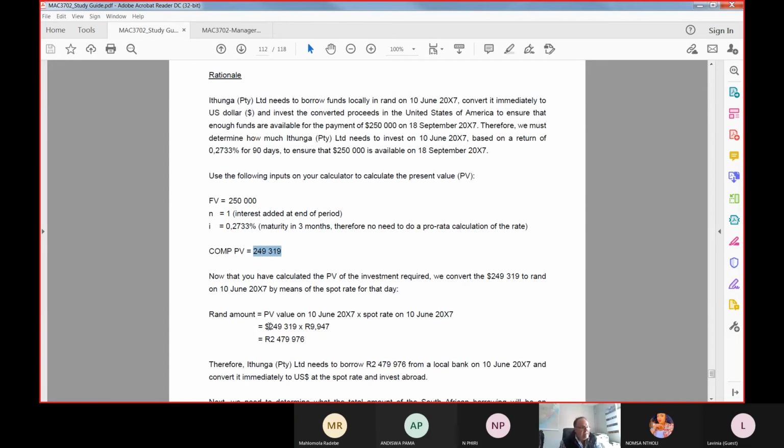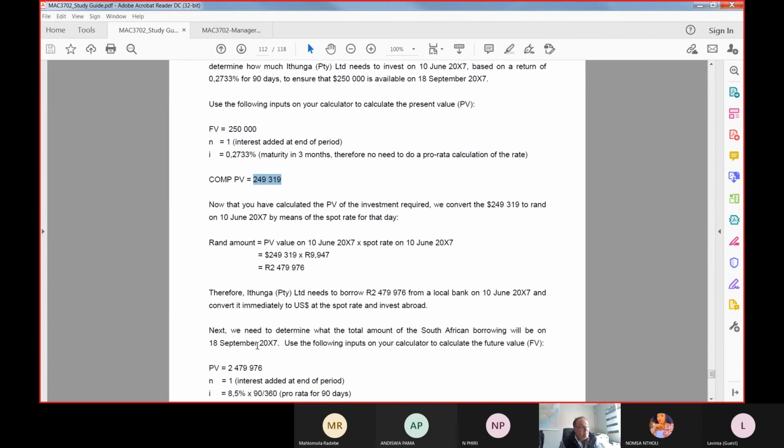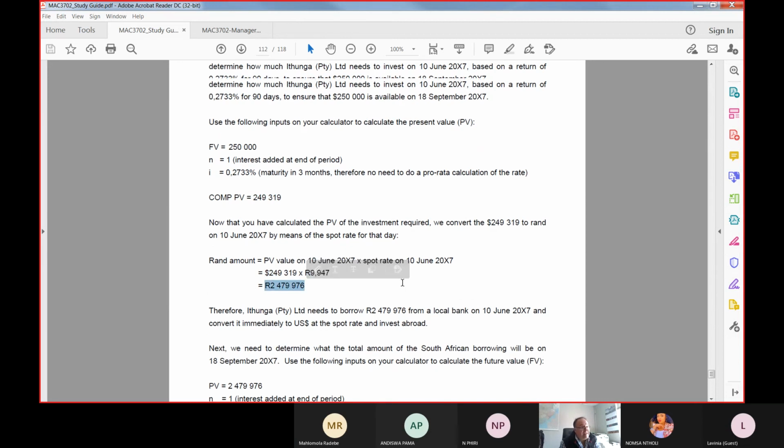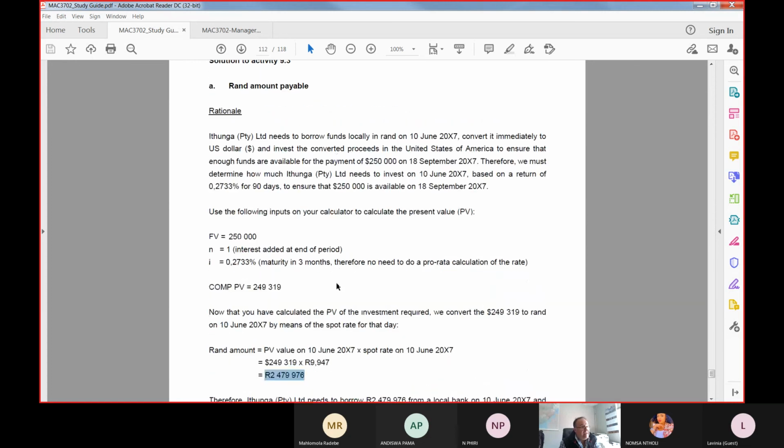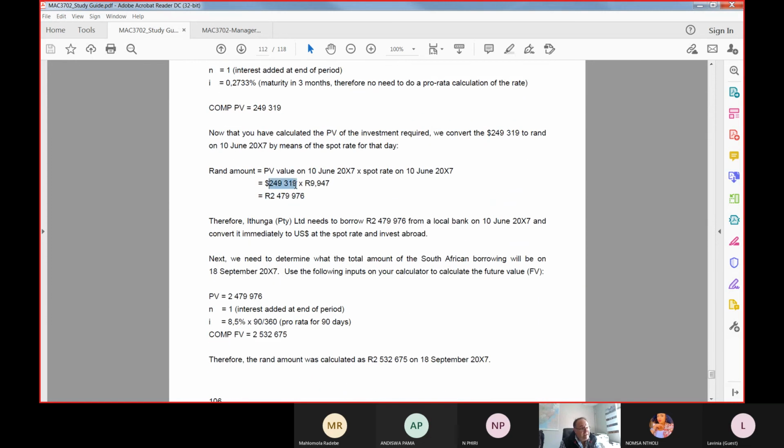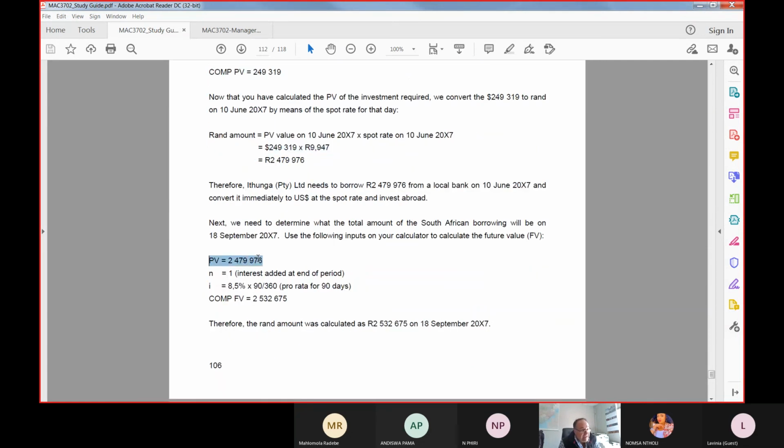Okay, that's example 1. The next part is how much is that money costing us in rands, as we're going to borrow it from the bank in South Africa. We're talking about the rand value in effect. So here we require $249,319 at 9 rand 47, which is 2,479,976. Now we work again backwards. That was the future value of 250,000. Now we work out the present value.